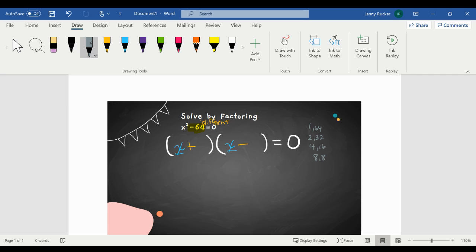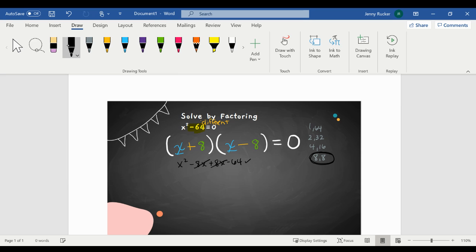Our b value is 0, and when our b value is 0, we want to choose the factor pair that is 8 and 8, the same value. So we'll insert 8 and 8. And the reason we want to choose this is because when we FOIL this out, we will end up with x squared minus 8x plus 8x minus 64. So our b values will cancel.